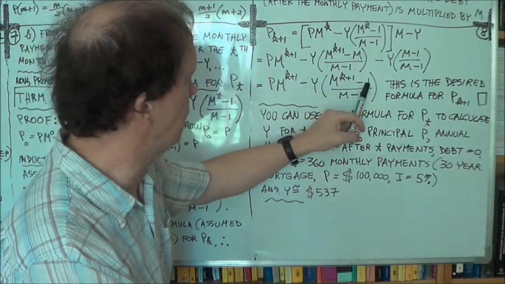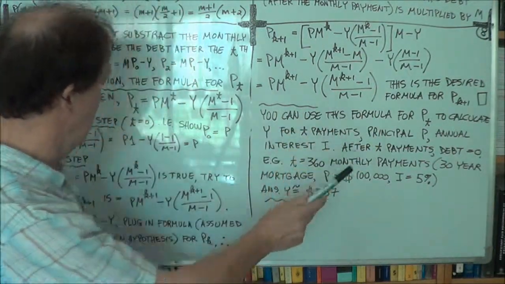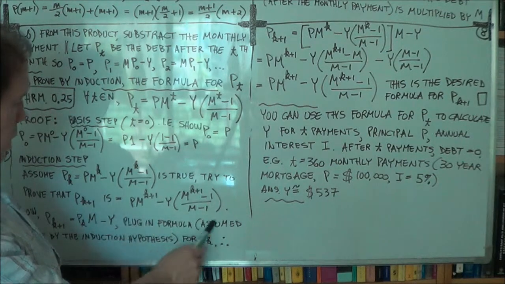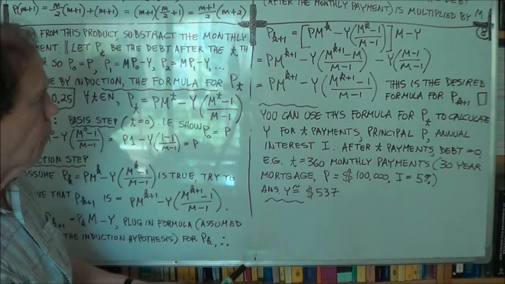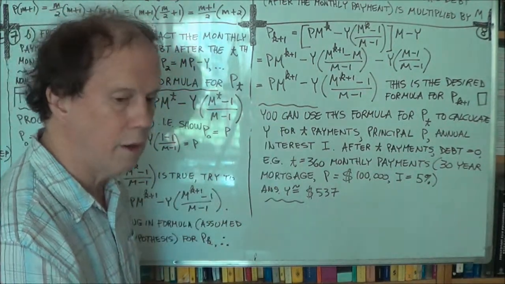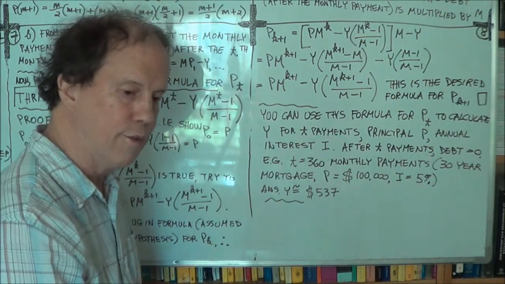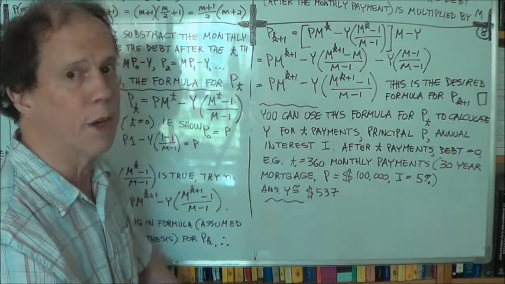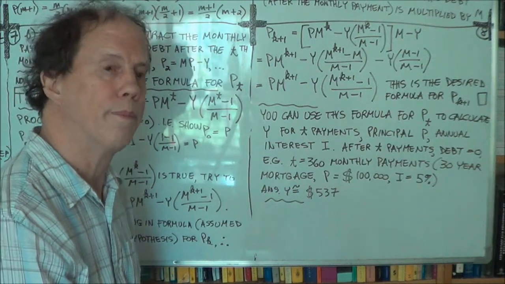minus y times minus 1. Okay? Now have a look at this, and have a look at this, and you'll see they are the same. Okay? So that means we have shown, we have proven, that the formula is correct for k plus 1, assuming it's true for k.